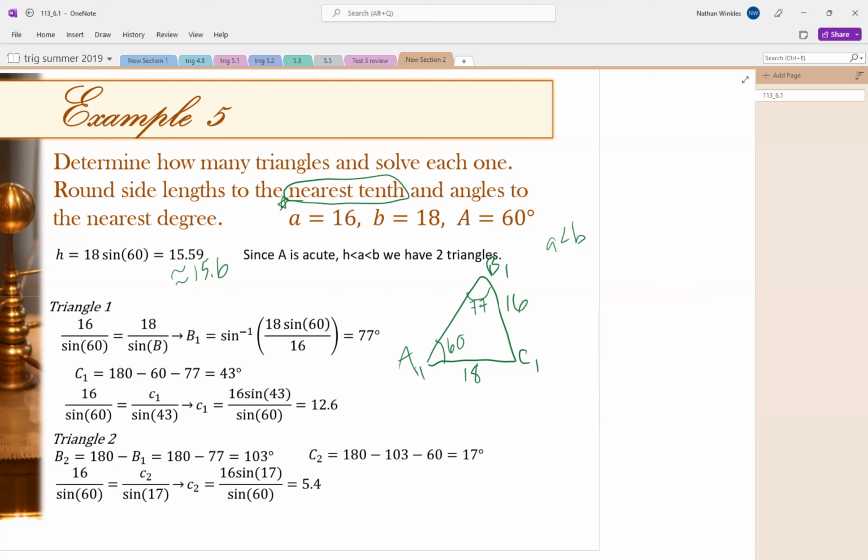To find little c1, we now know this is 43. We need 16 over sine 60 equals c1 over sine of 43. So c1 is equal to 16 sine 43 over sine 60, which is approximately 12.6. So that's how we got to our first triangle.